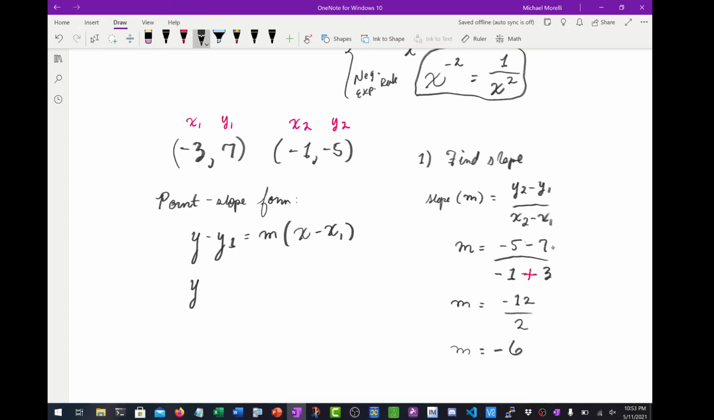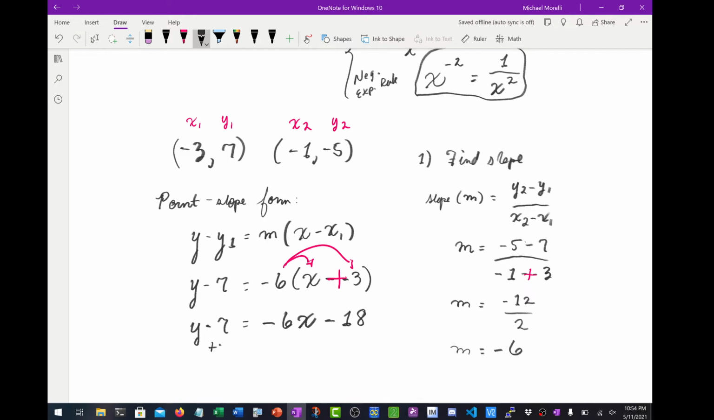I've got y minus y1, which is 7, equals m, which we already found to be negative 6, open parentheses, x minus x1, so that's x minus negative 3. And this will become a plus. So I have y minus 7. And what I'm going to do now is distribute that negative 6 through the parentheses. This is going to give me negative 6x. And then negative 6 times 3 is negative 18.